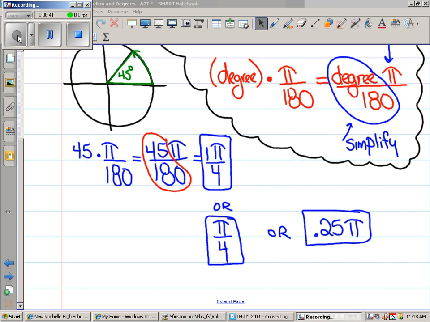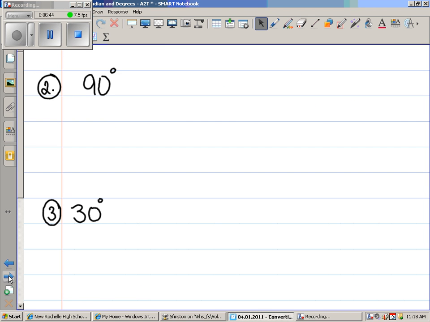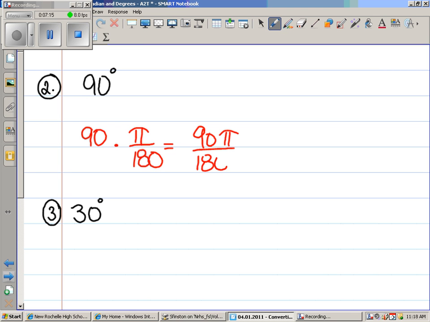Okay, let's play again. Suppose you have 90 degrees. How would you write that in radian measure? Half of pi, exactly. But if you're not so good at thinking about that in your head, all you have to do is do 90 times pi over 180. And that's 90 pi over 180, which is just pi over 2. That's it.